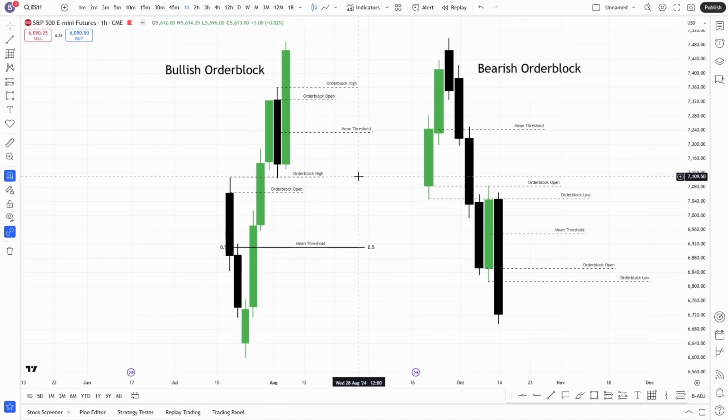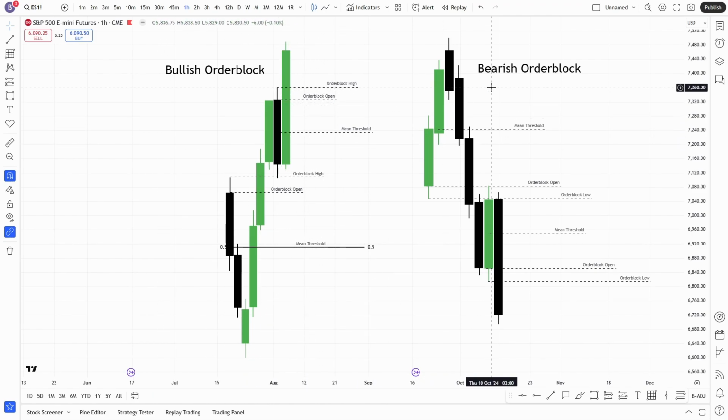So price came down, pushed higher, it then came back to respect the order block high before it continued pushing higher, creating another order block in the process. That's an example of a bullish order block.